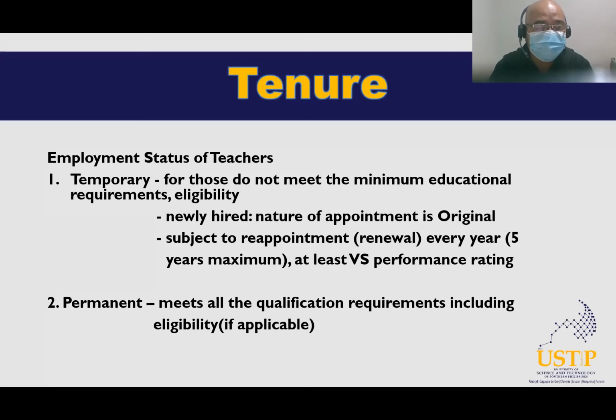So when you are newly hired, the nature of your appointment is actually original. So you will be marked as temporary, original. And then you are subject to reappointment every year. You notice every year, you are asked again to submit HR or PDS requirements, because the civil service always asks for a new copy of this. So you will be subject to reappointment or renewal every year. So the maximum allowable period that you can stay as temporary is a maximum of 5 years. That's according to CHED, that you are also given 5 years to finish your master's. And then when you get at least a very satisfactory performance rating, then with this, you will be recommended for permanent status, if you have a very satisfactory performance rating and you have the qualification like a master's degree and applicable eligibility. Next.